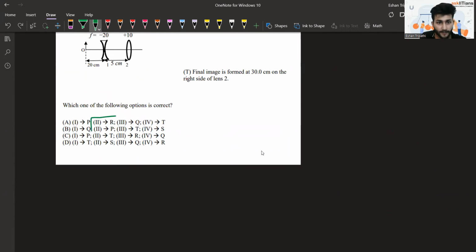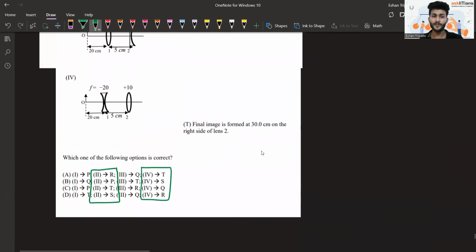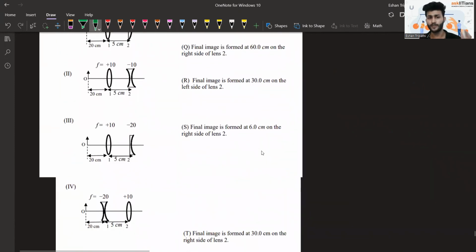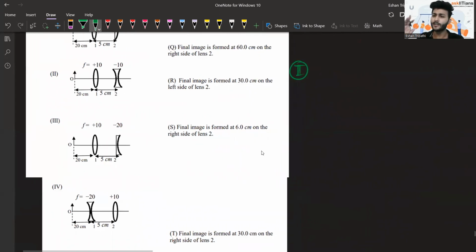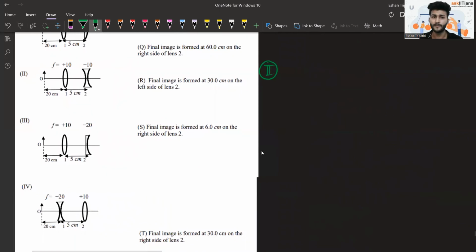I'll tell you what I actually mean by this. See, if you look at the second part, second matches with P, R, S, T. It must be one of them. So probably you should solve it for this part, or you should solve it for the fourth part, because in the fourth part also all four options are different. So whichever you're comfortable with, second or fourth, you can solve it. I'll do it for the second part, because if we solve second, we have got the answer for the question. We don't need to solve anything else.